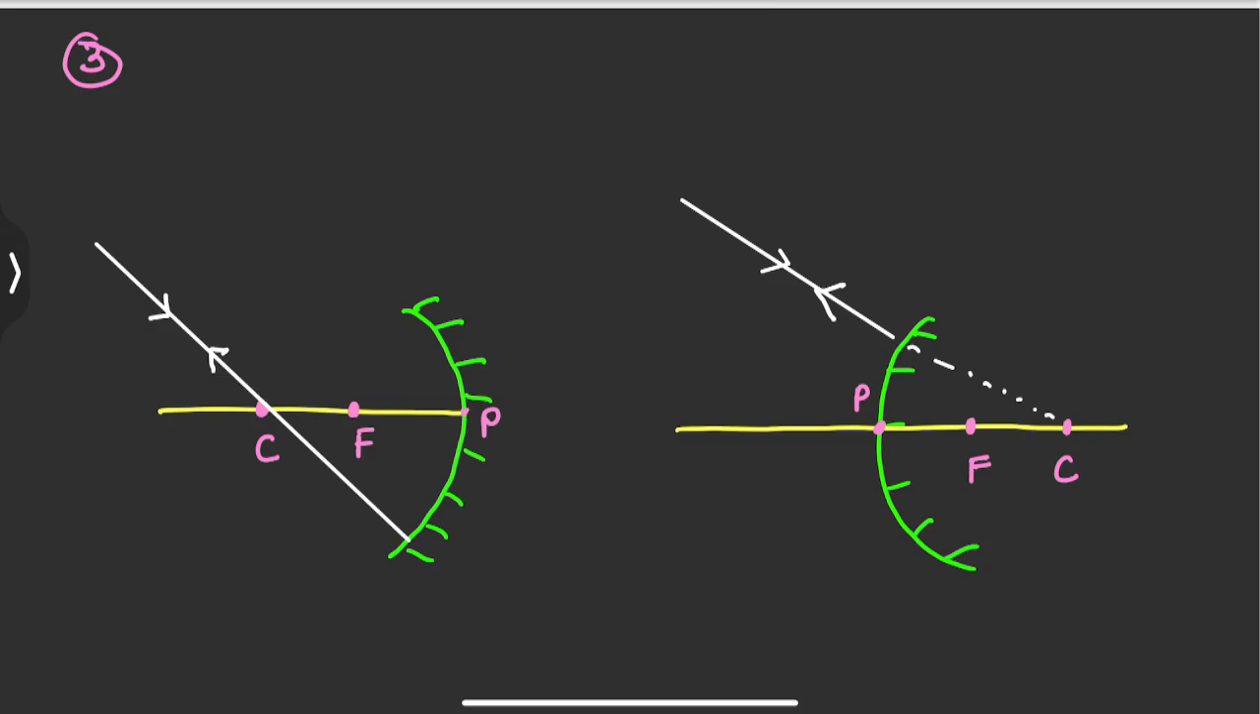So what you will write here? Incident ray passes through what? Center of curvature. Then the reflected ray, where it passes, it also passes through center of curvature. So this is the third standard incident ray. Is that clear? Next we will go for the fourth one, the last one.